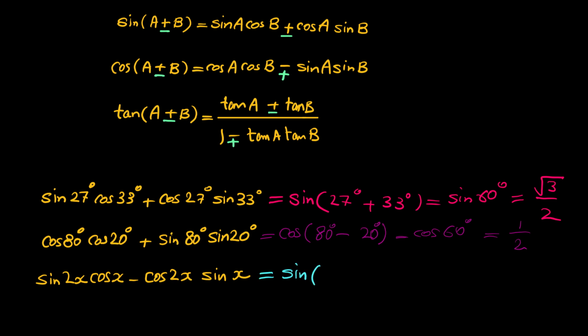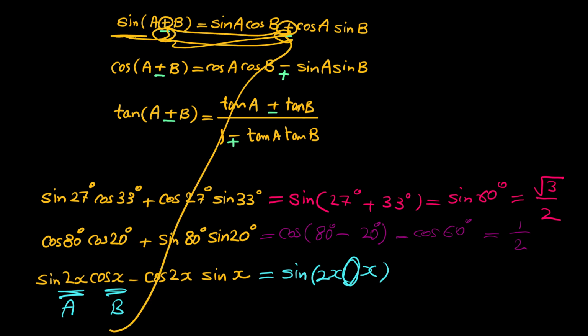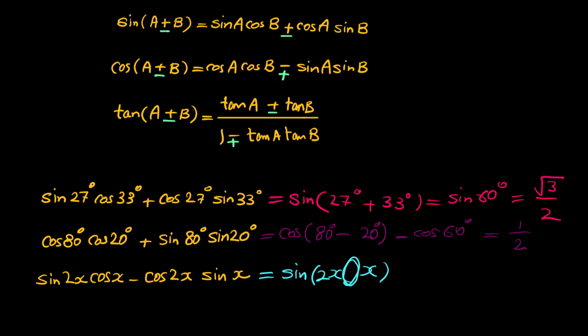Sine of, but sine of what? A. What is A? A is 2x. B is x. What do we have to put between? Minus or plus? We know that for the sine function, when here is plus, here is plus. When it's minus, minus. So here is minus. So we have to put minus between these two. So this equals sine of 2x minus x.